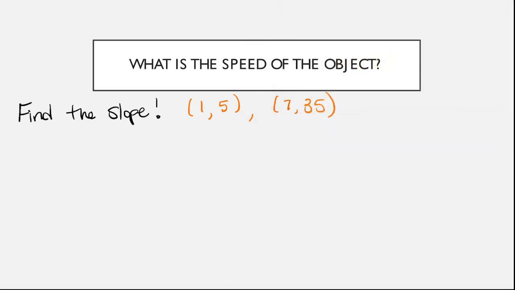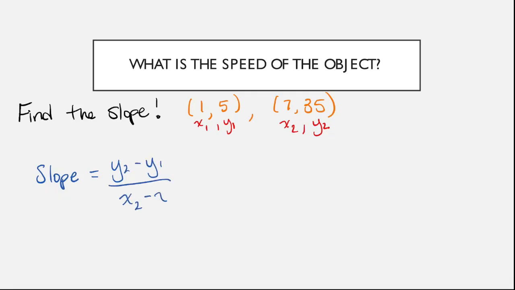Okay, so remember, our slope is y2 minus y1 over x2 minus x1. So I'm going to call this x1 and y1, and I'm going to call this x2 and y2. Okay? So when I go to find my slope, I know exactly what to plug in where. Okay, so again, just change in y divided by the change in x. That's all you got to do. So the change in y would be 35 minus 5 here. And then my change in x would be 7 minus 1.